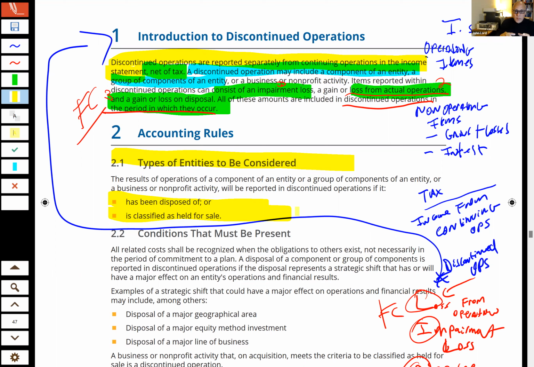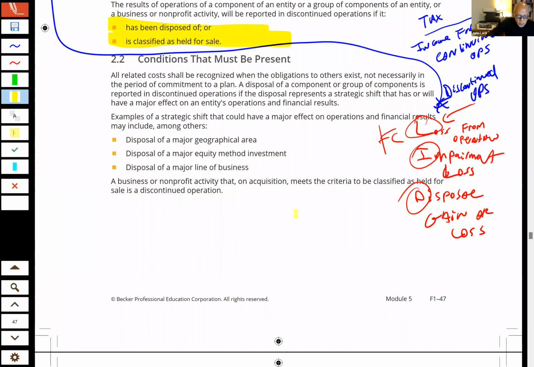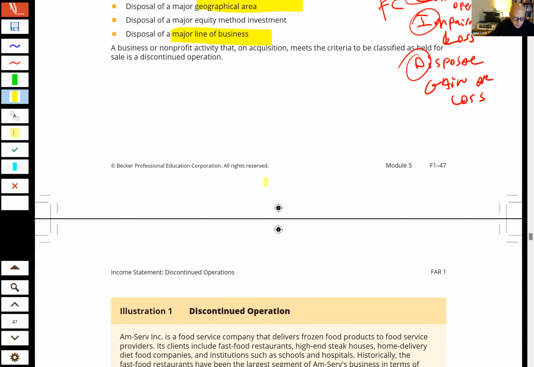And when they got rid of that, they would have shown the loss from the actual operation, impairment loss, and disposal gain or loss in a separate section on the income statement, where they were reported net of tax, and they would have shown that separately from continuing operations. Now you come over and they talk about disposal of a geographical area or major line of business. Again, it's not just a department, it is a major section of the business that they would be disposing of, like that Oldsmobile.